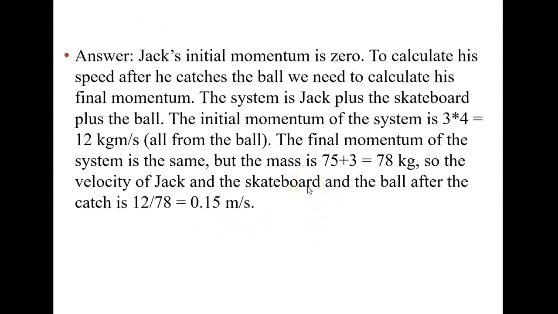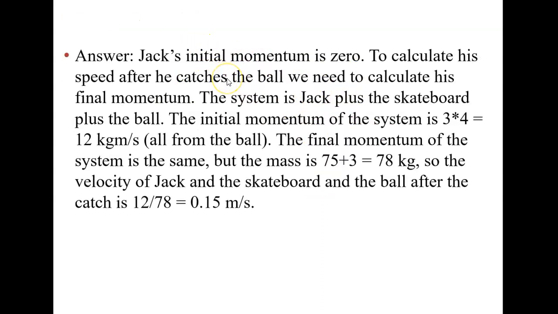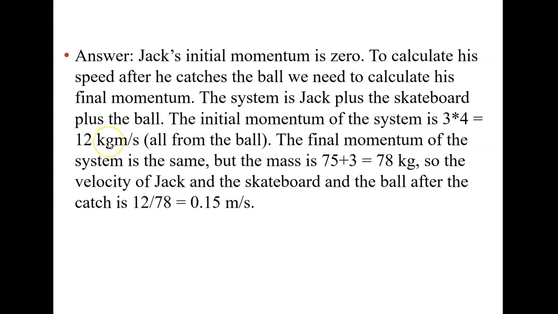All right. So Jack's initial momentum is zero, because he's standing on a skateboard. To calculate his speed after the catch, we need to calculate his final momentum. So the system is Jack plus the skateboard plus the ball. The initial momentum of the system is the mass of the ball times its initial velocity. So the total initial momentum is 12 kilograms times meters per second.